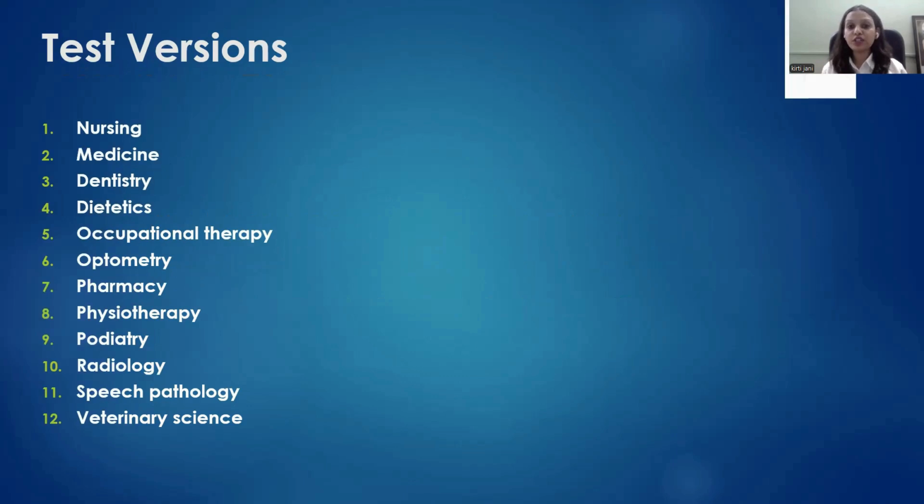There are multiple versions of this test, like nursing, medicine, occupational therapy, optometry, pharmacy, physiotherapy, dentistry, and many more. While the profession may differ, the overall test structure remains the same.